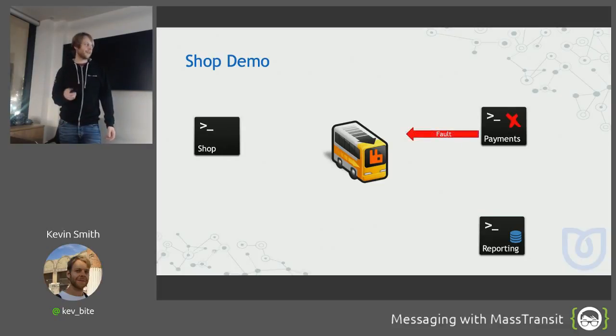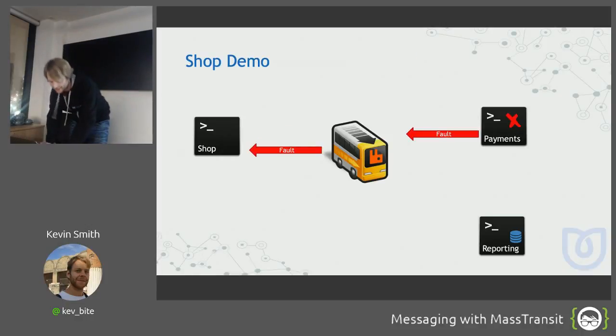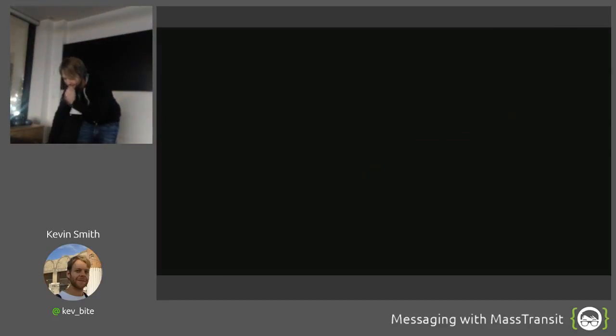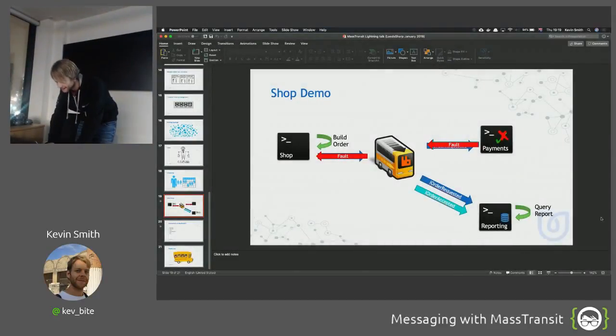And also if we get an order request message into the payment service, that might fail, and then that'll return a fault. That fault again goes back to the shop, so that the shop can say we failed your payment, can you retry? But it won't update the actual reporting service. So I'll quickly show an example of that, which will hopefully work.